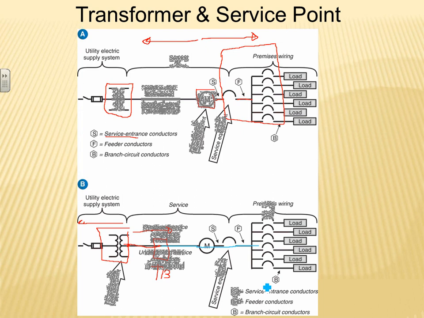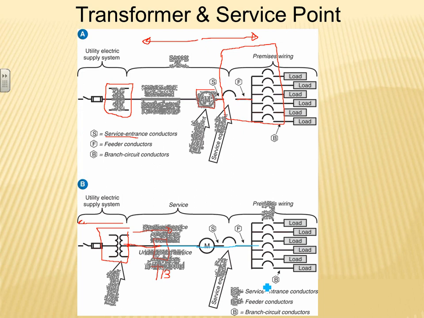So you can see how important it is to always ask, where's the service point? When you design a system, where do they want the service point? A typical service point is a meter socket, as well as the termination box. Any comments, guys, about these? Any questions? Service conductors and feeders are sized the same.